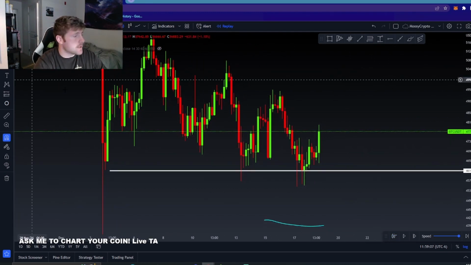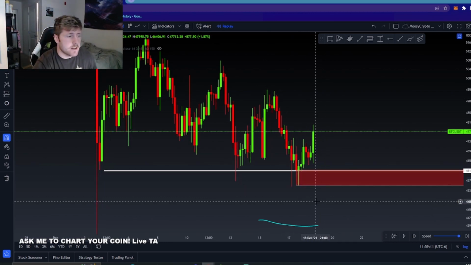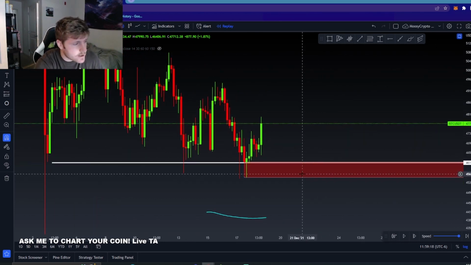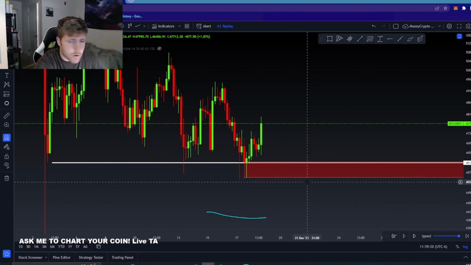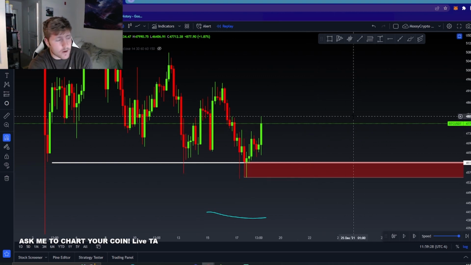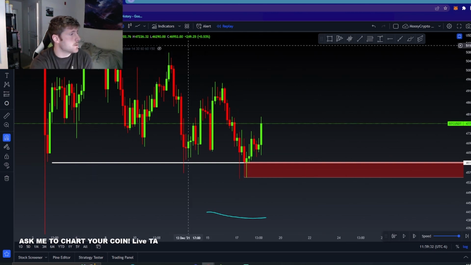What I would do is I would take a box and I would draw from the bottom of the wick to the bottom of the body. This is for double bottoms. So what I can say is, well, as long as there's no candle that closes below this box on the same time frame, it has to be the same time frame, not any other ones. If this does not close below this box on a 4-hour time frame, well, I can assume it will double bottom. And so we can watch what happens.